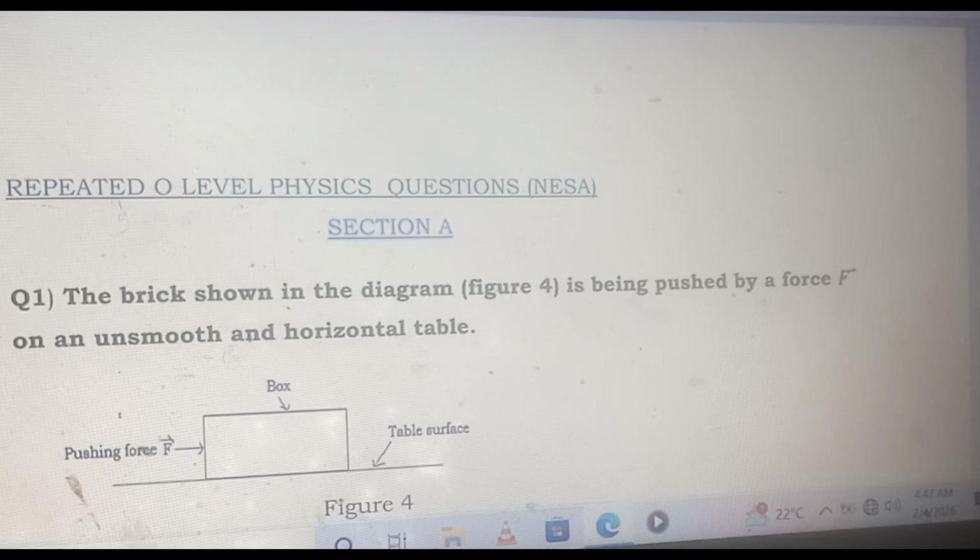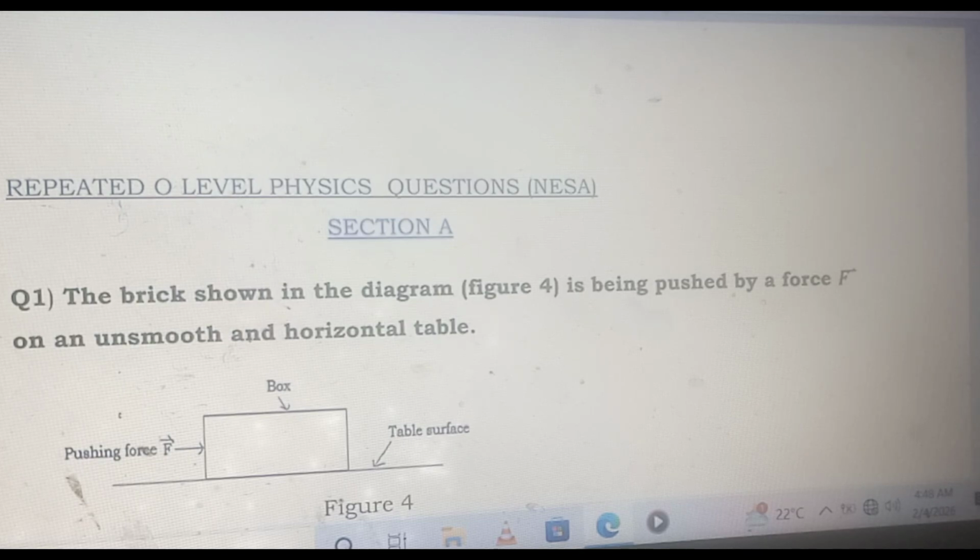This video contains three sections. Section A contains repeated questions in Section A from national examination past papers. And also we have Section B containing repeated questions in Section B from the national examination. And also we have Section C containing repeated questions of Section C from the national examination.